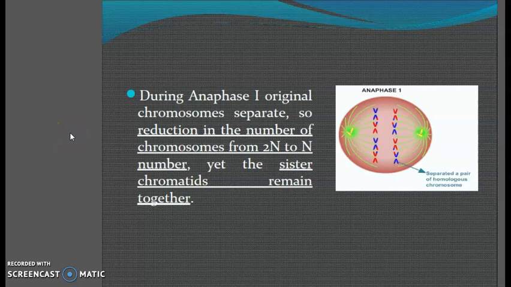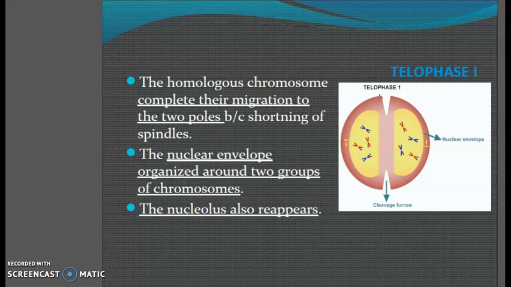During anaphase 1, original chromosomes separate, so there is a reduction in the number of chromosomes from 2n to n, yet the sister chromatids remain together. In telophase 1, the homologous chromosomes complete their migration to the two poles because of the shortening of spindles, and the nuclear envelope organizes around the two groups of chromosomes, and the nucleolus also reappears.